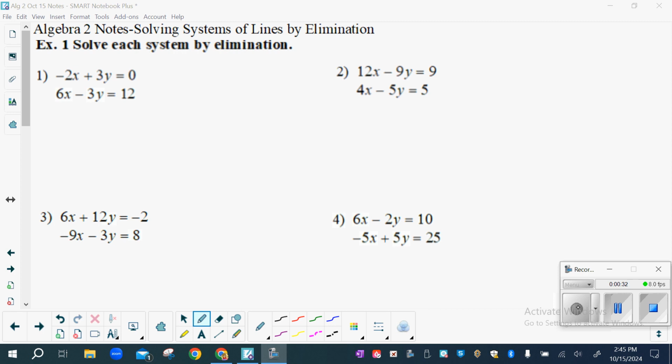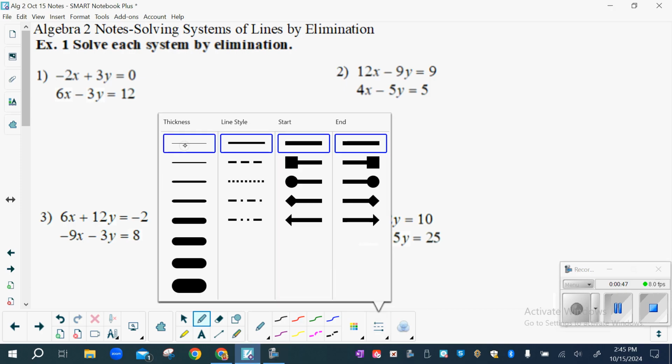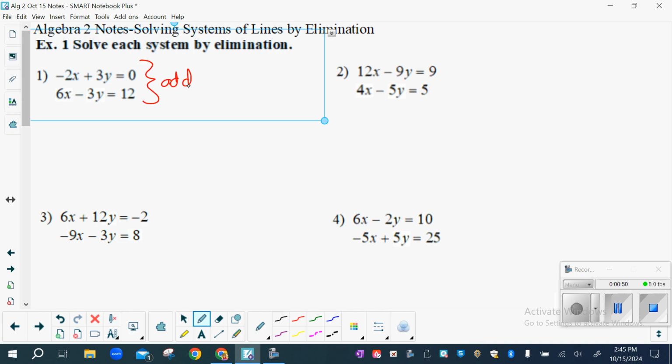Usually students like elimination better than substitution. What you want to do is eliminate a variable. So if we add, right away, what do we get here? We're just adding straight up and down. 4x. What happens to the y's? They cancel, so they eliminate. So that's our goal, to eliminate a variable.